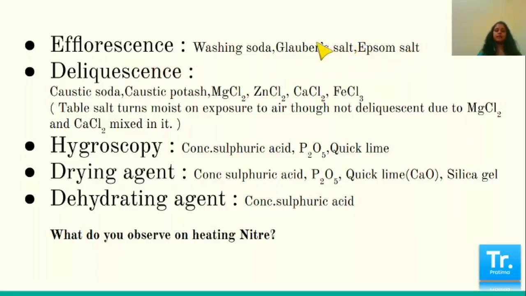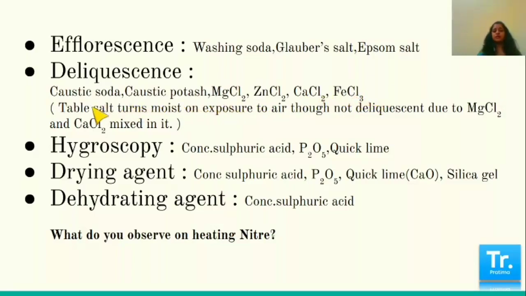As I said, learn the formula. Then deliquescence. This is a phenomenon by which, when the substance is kept exposed to the atmosphere, it will absorb water, that is moisture, from the atmosphere and convert into a saturated solution. And the examples are caustic soda, caustic potash, magnesium chloride, zinc chloride, calcium chloride, ferric chloride.